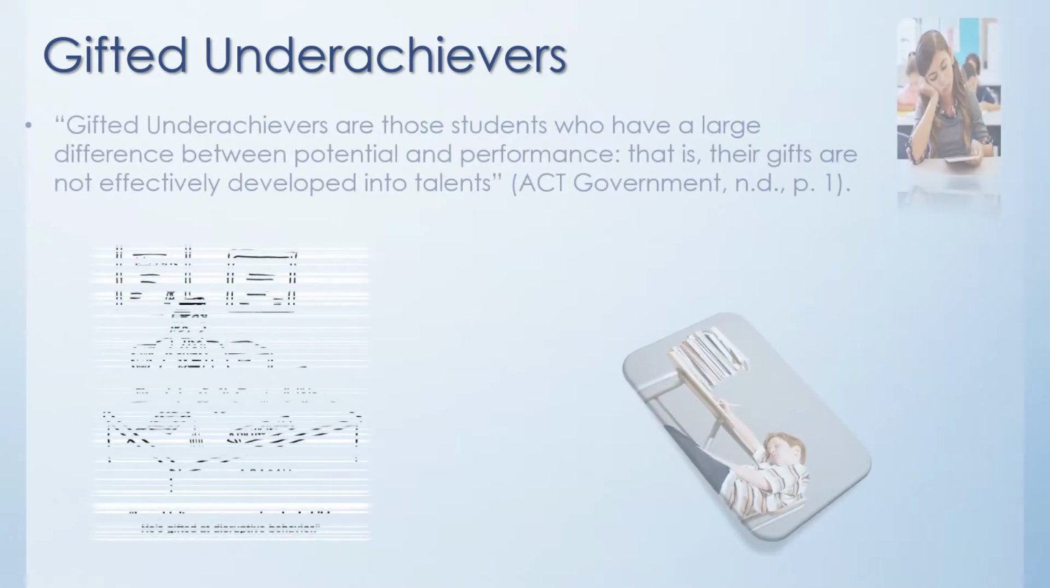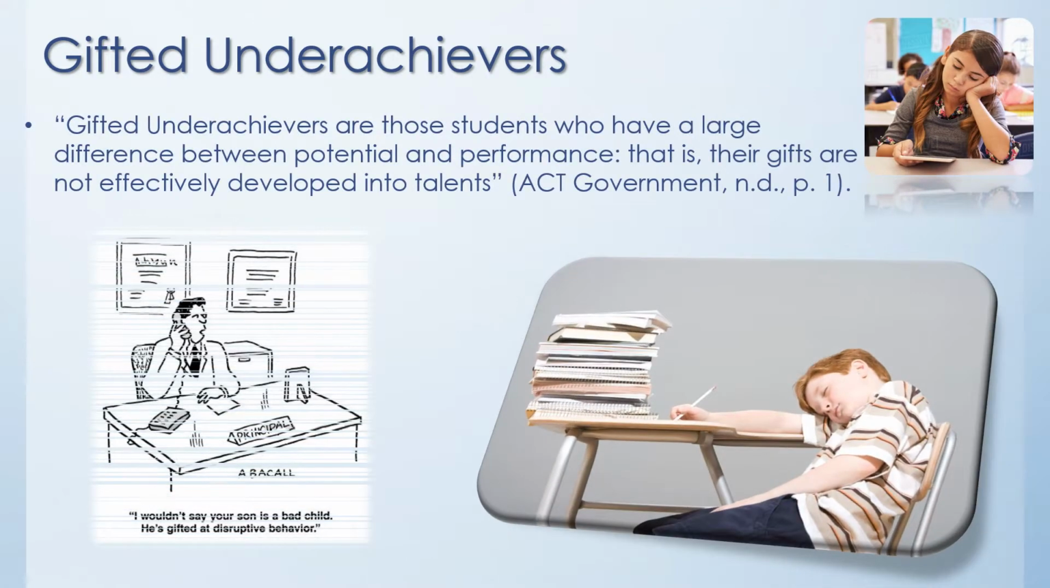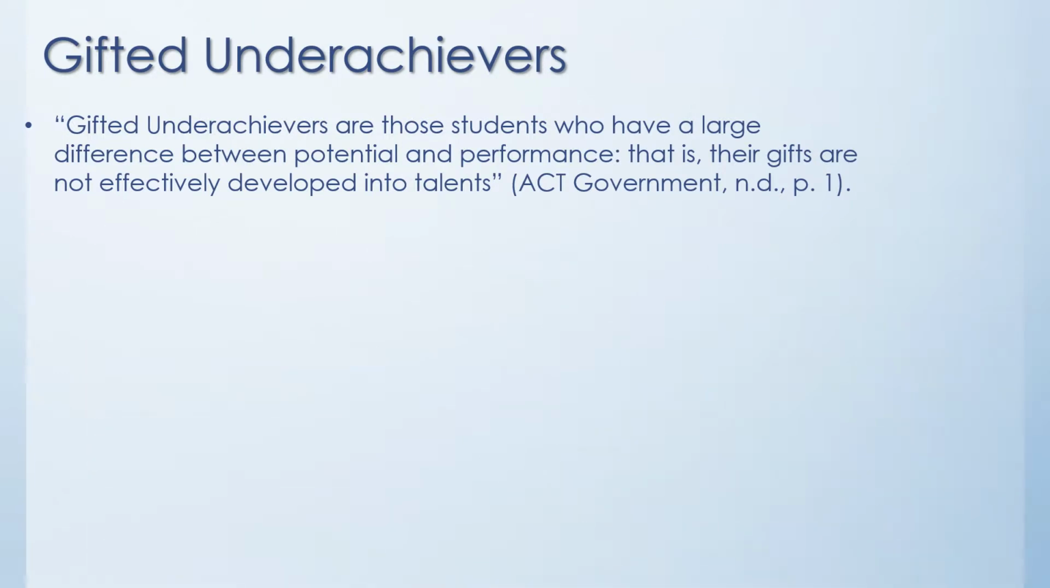It is here where we shift our focus to what are described as gifted underachievers. And gifted underachievers are those students who have a large difference between their potential and their performance. That is, using Garnier's theory, who we've recently spoken about, their gifts are not effectively developed into talents.